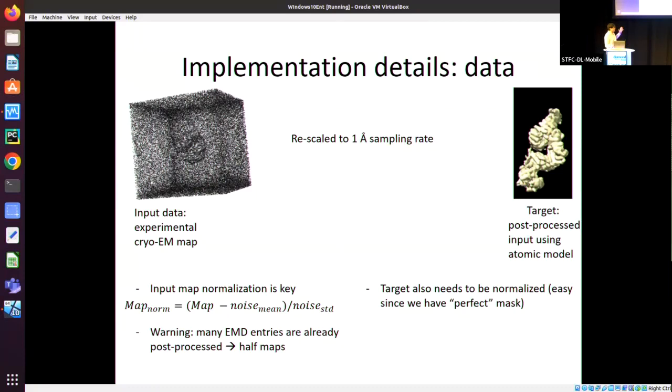And by the way, we use half maps during the training just to avoid EMDB entries that had the post-process maps as the main map. There is no requirement to use half maps, but we didn't want to have already post-processed maps as part of our training set. So this is the reason we use half maps in the training process.